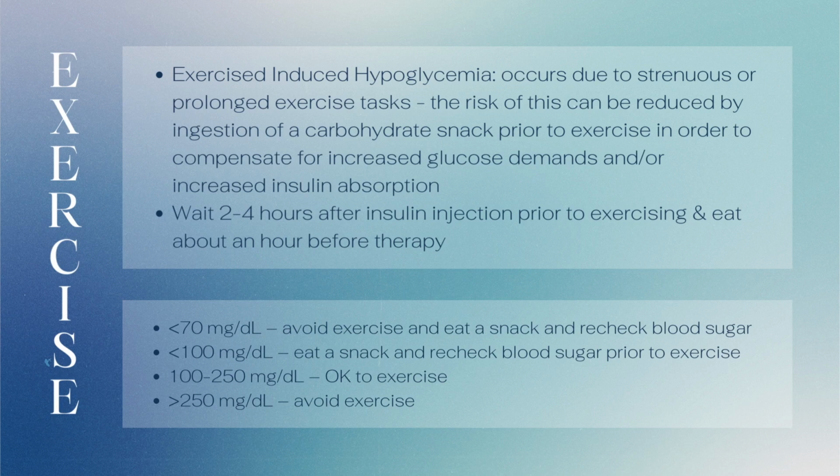So these blood sugar levels are important when understanding when is it safe to exercise. So less than 70, that's hypoglycemia, so you want to avoid exercise and eat a snack and then recheck your levels. Less than 100, you still want to eat a snack because you are at risk for falling into the hypoglycemic state with exercise. So eat a snack and then recheck blood sugar prior to exercise. 100 to 250, it's okay to exercise at that level. Although greater than 180 is hyperglycemia, that's okay. It is not a contraindication to exercise until you get over 250. That is when you want to avoid exercise.